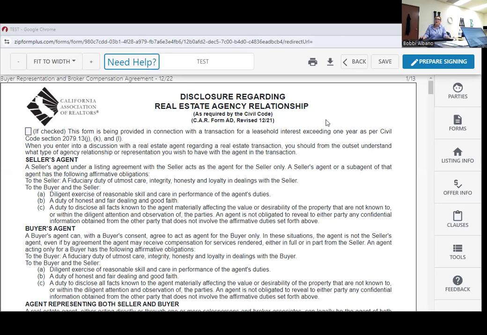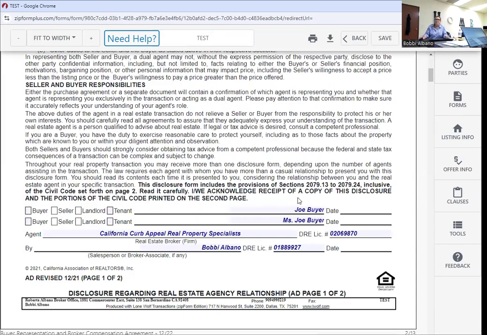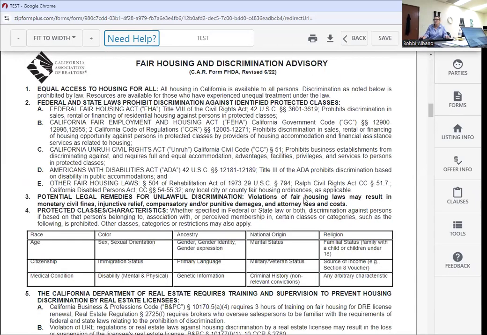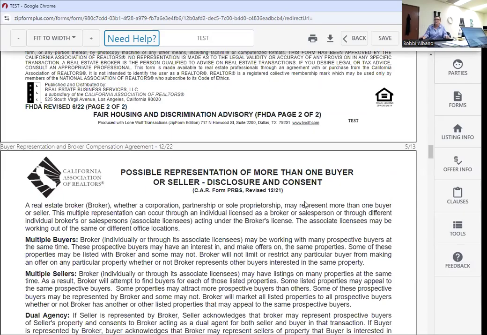So like a lot of the form packets we have, it starts out with a form packet. So when you put the buyer representation agreement into your zip forms file, it's going to be a form packet. It won't be just that form. So I'm sure you're all familiar with this one, the disclosure regarding real estate relationship. So just get past that one. And then, of course, we have our fair housing and dispute as well. We're just going to go on by that one.